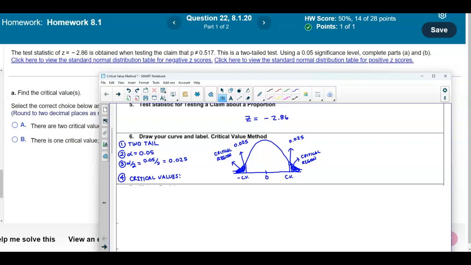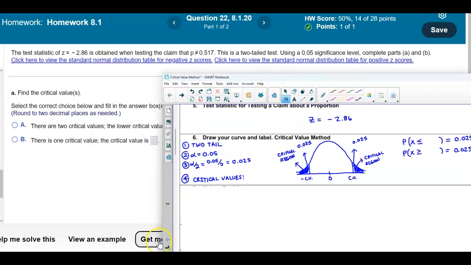In order to find the critical values, we're going to use StatCrunch. We're looking for the probability of this negative value, where it's less than or equal to the critical value that will give us an area of 0.025. And the other critical value is going to be greater than or equal to the critical value that gives us 0.025 as well. So let's determine the critical values using StatCrunch.